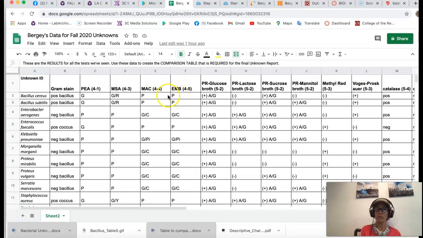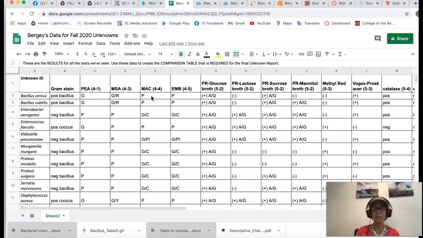If you don't remember what poor and good mean, every single exercise in your lab book has a table that lists the symbol and the interpretation. So you should have those symbols and those results in your lab reports and on your descriptive chart. And for the most part, people did a great job with results. Sometimes your interpretations were a little off, but your results were good.